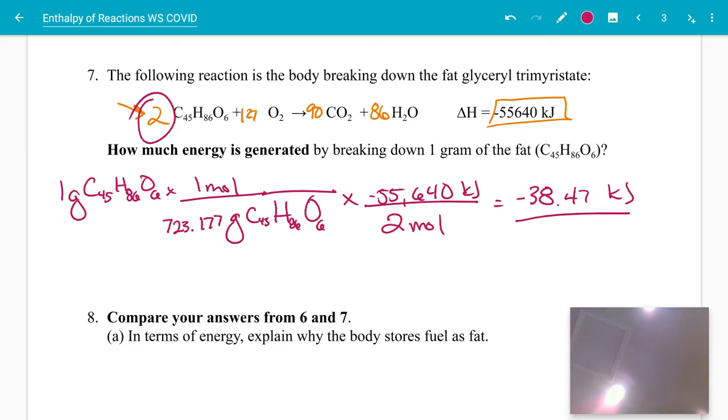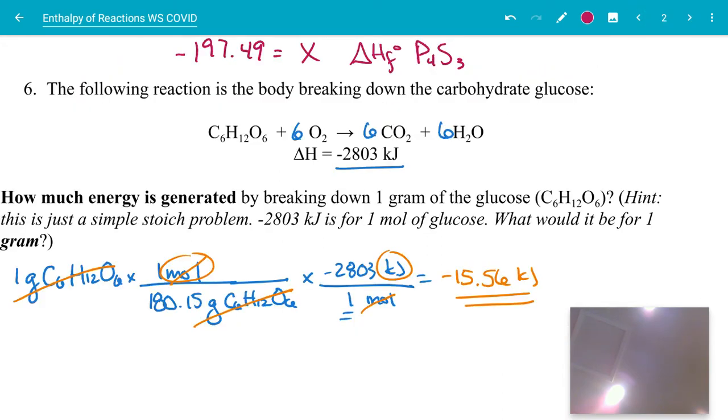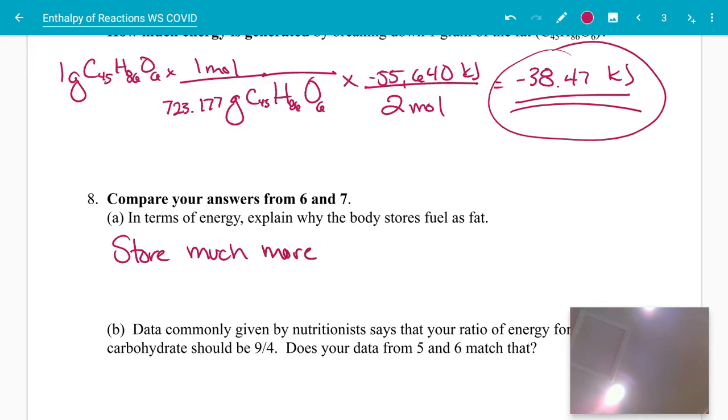So now the final question on this is for us to compare the fat to the glucose. It says, in terms of energy, explain why the body stores fuel as fat instead of as glucose. So take a look at glucose. This was how much energy was released from 1 gram of glucose. This is how much energy is released from 1 gram of fat. So that's why the body stores extra energy or stores fuel as fat. We are able to store much more energy than carbs or glucose.